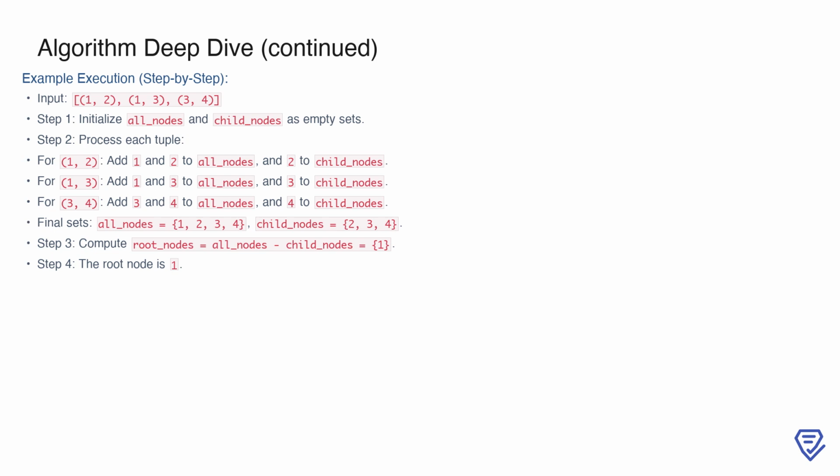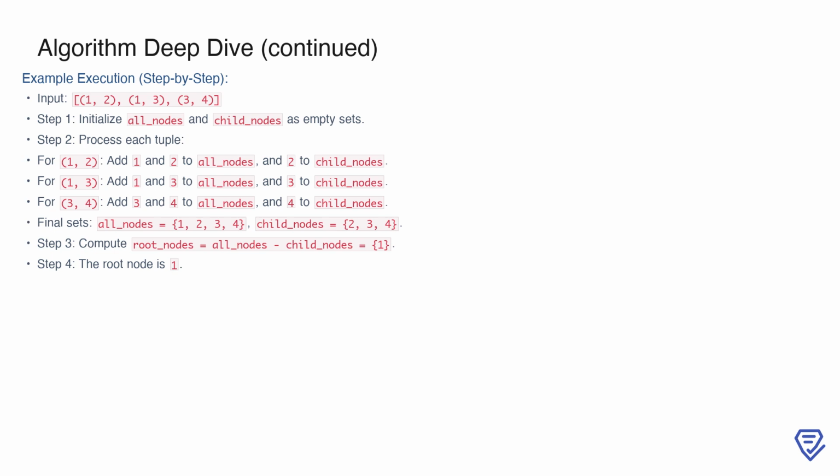Consider the input (1, 2), (1, 3), (3, 4). We start by initializing two empty sets, all_nodes and child_nodes. Now, we process each tuple. For the first tuple, (1, 2), we add both 1 and 2 to all_nodes, and only 2 to child_nodes.